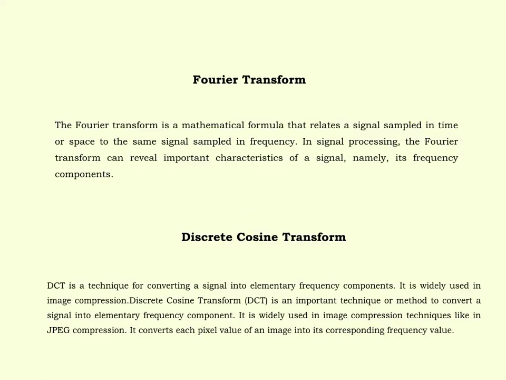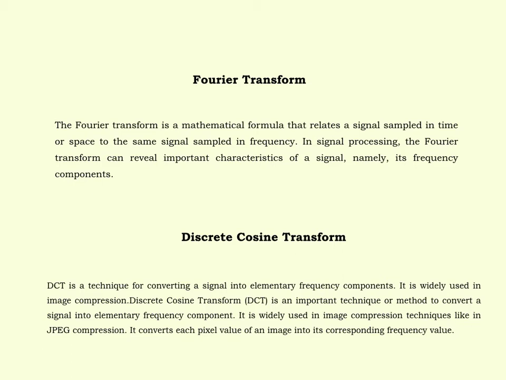Now, the Fourier transform. The Fourier transform is a mathematical formula that relates a signal sampled in time or space to the same signal sampled in frequency. In signal processing, the Fourier transform can reveal important characteristics of a signal, namely its frequency components.